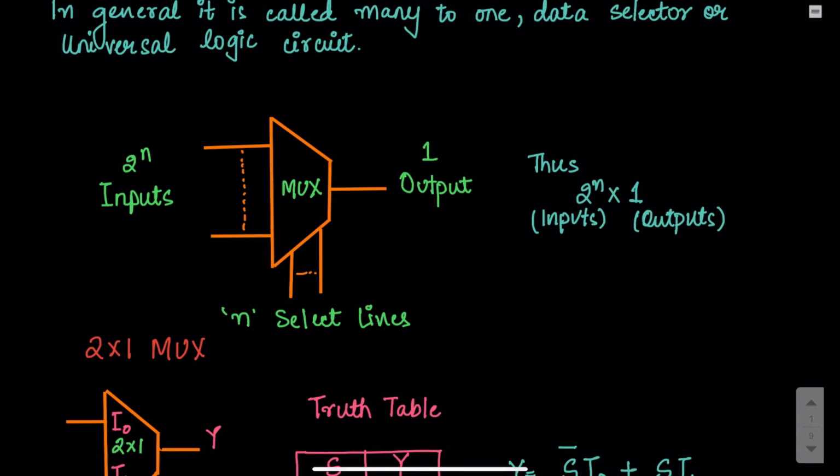A multiplexer in general will have 2 to the power n number of inputs, and depending on these number of inputs, you have n select lines. Based on the value of these select lines, any one of these inputs is chosen and passed to the single output that you have, and hence the name is many to one. In general, we can also say that a multiplexer can be represented as 2 to the power n, which is the number of inputs, cross the single output.